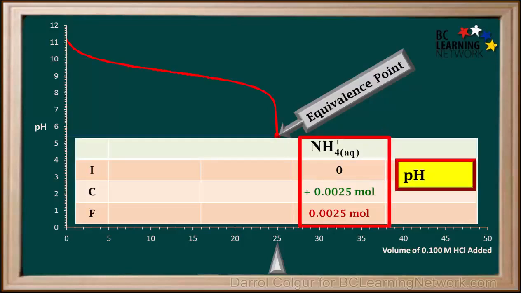Using the fact that we have 0.0025 moles of NH4+ in a total of 50 milliliters of solution, the concentration of NH4+ can be calculated.